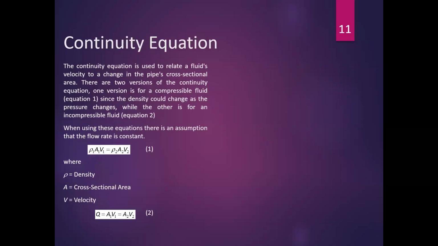Okay, continuity equation. The continuity equation is used to relate fluid velocity to a change in pipe's cross-sectional area. Remember the fluid mechanics. There are two versions of the continuity equation. One version is for compressible fluid, equation 1, since the density could change as the pressure changes, while the other is for an incompressible fluid, equation 2. When using this equation, there is an assumption that flow rate is constant.